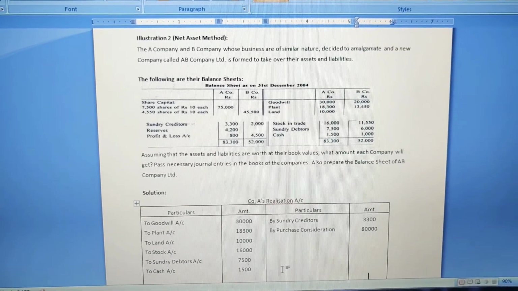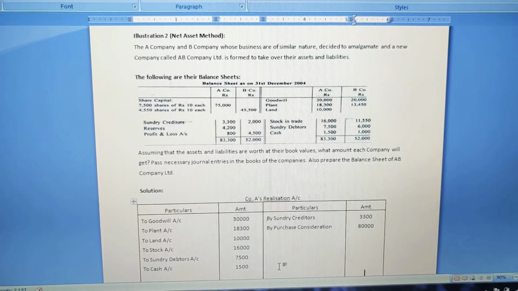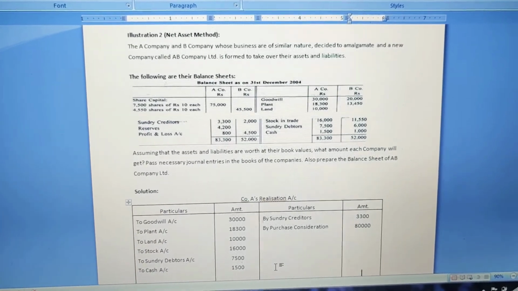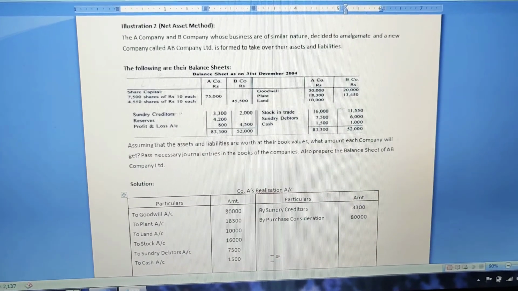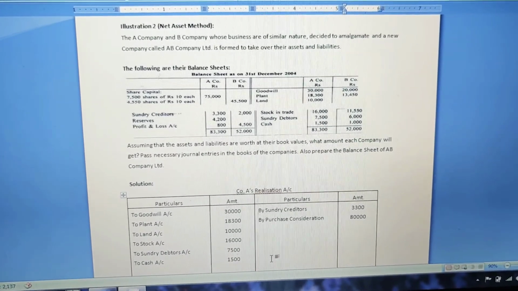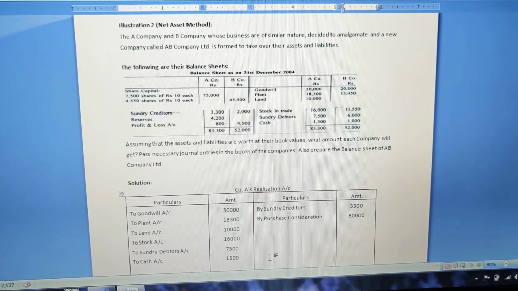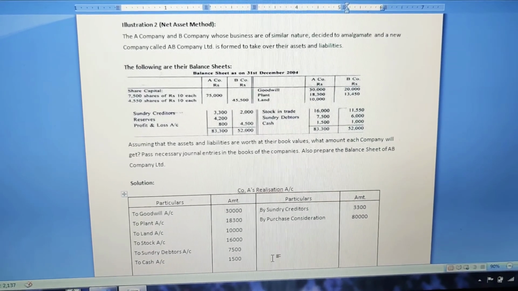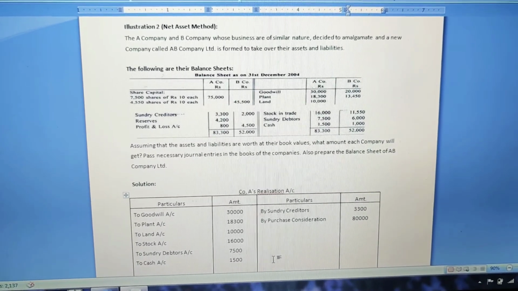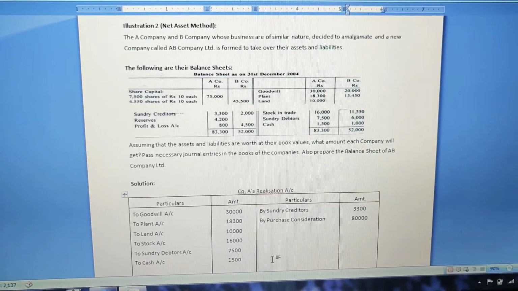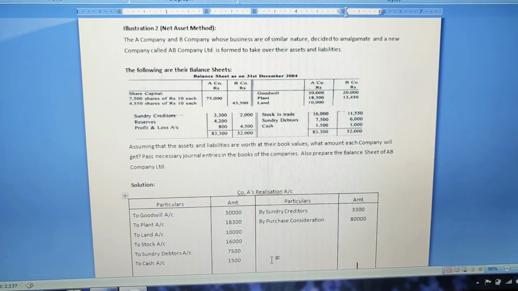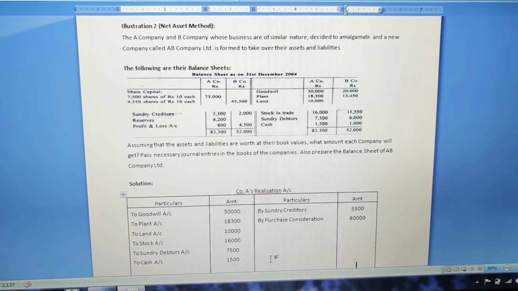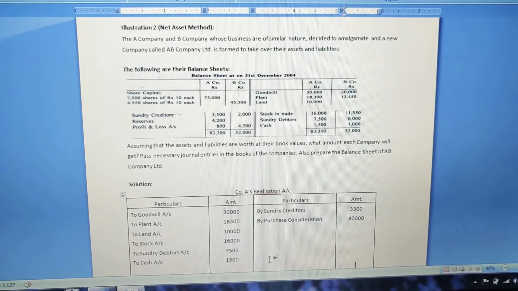They are transferring their business to AB Company Limited. So AB Company will give the purchase consideration to A Company and to B Company separately. So we have to calculate the purchase consideration for both A Company and B Company separately, and then you will make the realization account and the equity shareholders account for A Company separately and B Company separately, and then you will pass the journal entries for both of the companies.